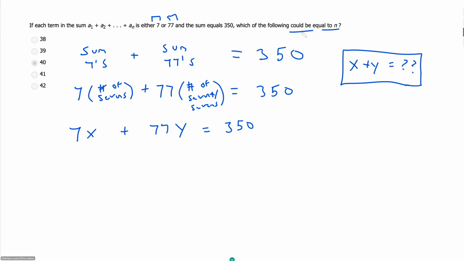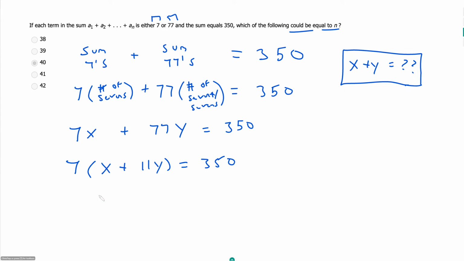And so are we going to be able to solve for this? It does not seem like we are, because it says could be equal to n, which implies there's going to be multiple values. So we got to see how far we can go, and then think about it for a bit. One thing I can do here is factor out a 7, and I get 7 times x plus 11y is equal to 350.